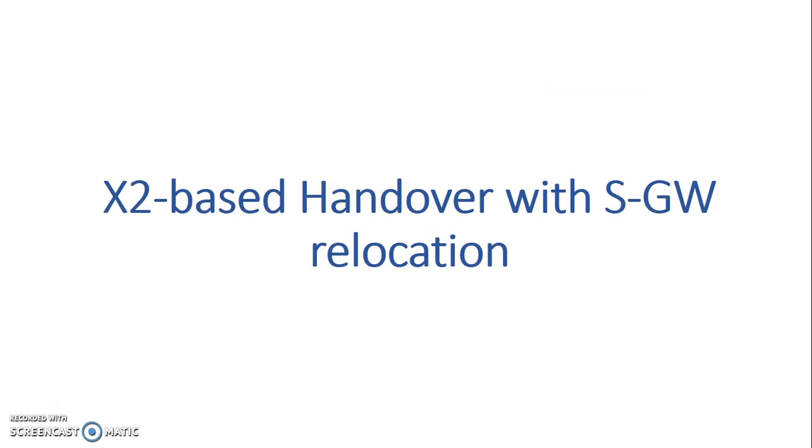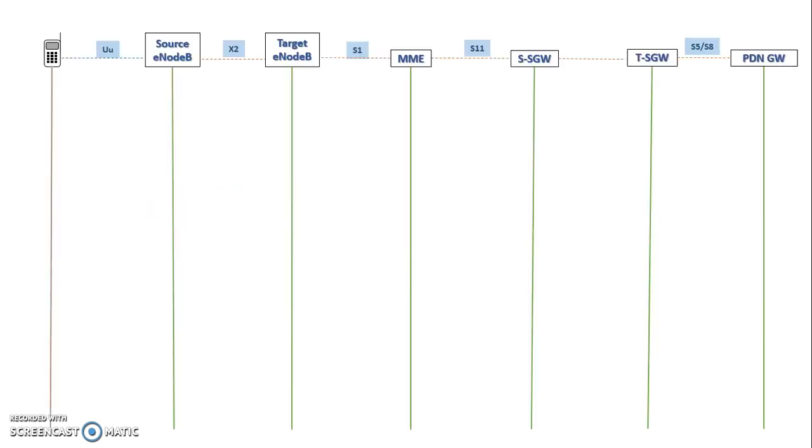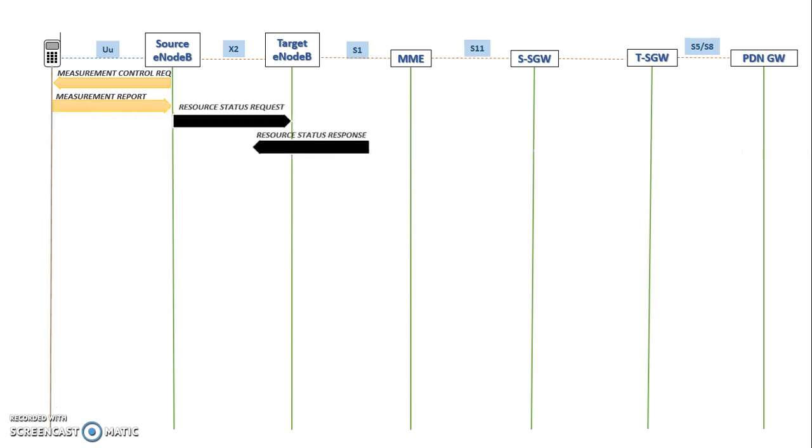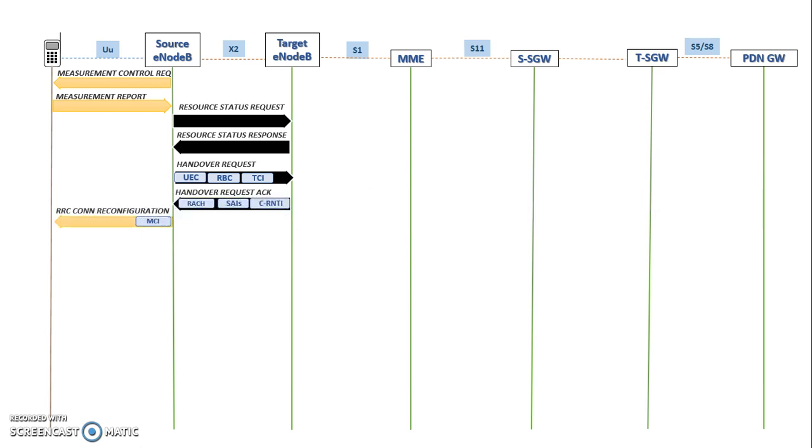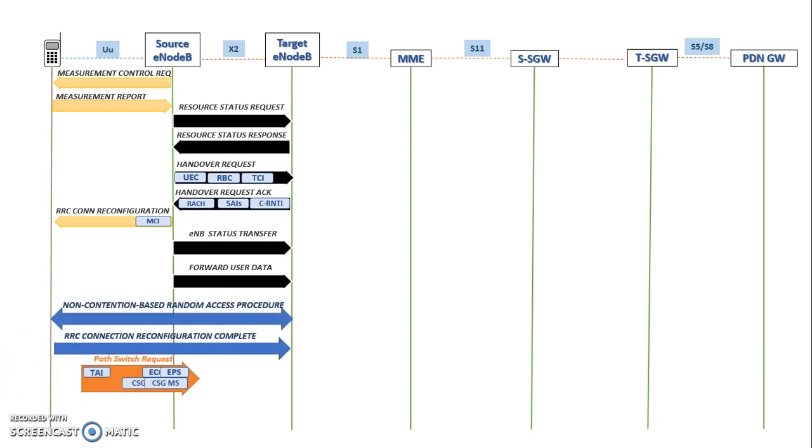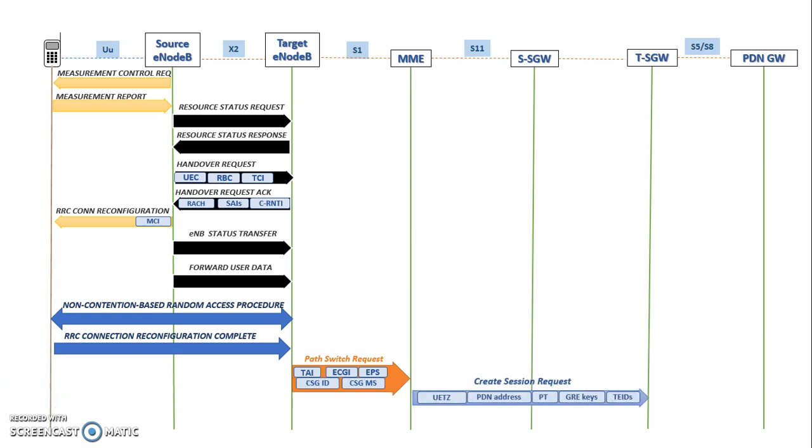Now, what is X2 based handover with serving gateway relocation? In this procedure, a handover of UE from a source eNode B to a target eNode B using the X2 interface with serving gateway relocation. The same steps are repeated in here, so these are all the same. Then these are the same as we explained before. And here are the same. Then let's start from this one, because this one is the new one.